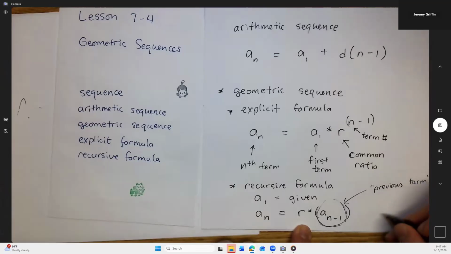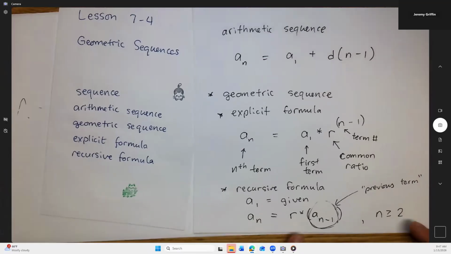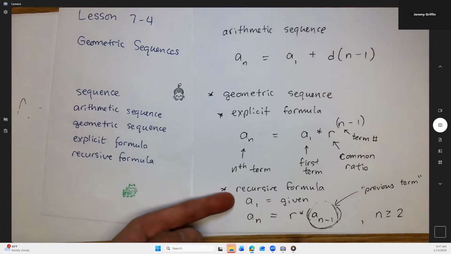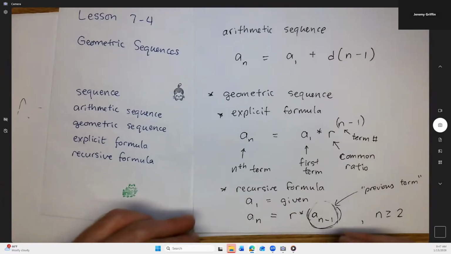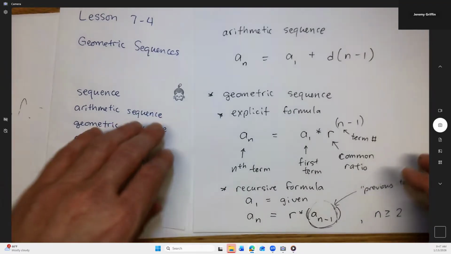And then oftentimes you also see comma n is greater than or equal to 2 tagged on, because you have to get to at least the second term for this formula to kick in. Because the first term is some value that's given to you. So the key difference between what we're doing now versus what we did in module 2.